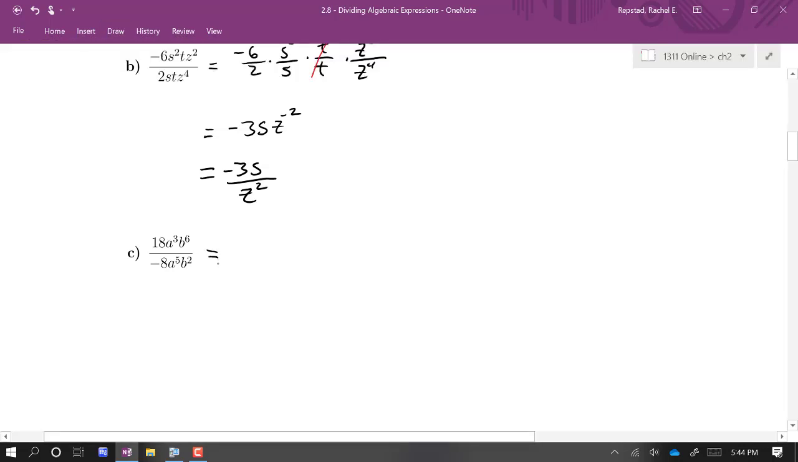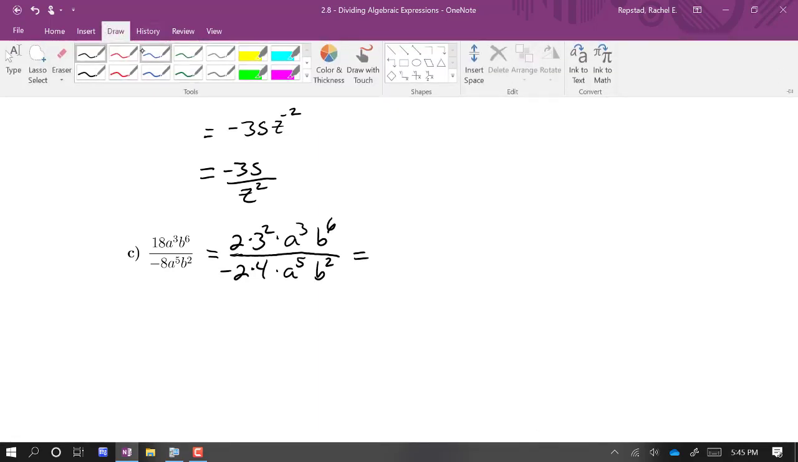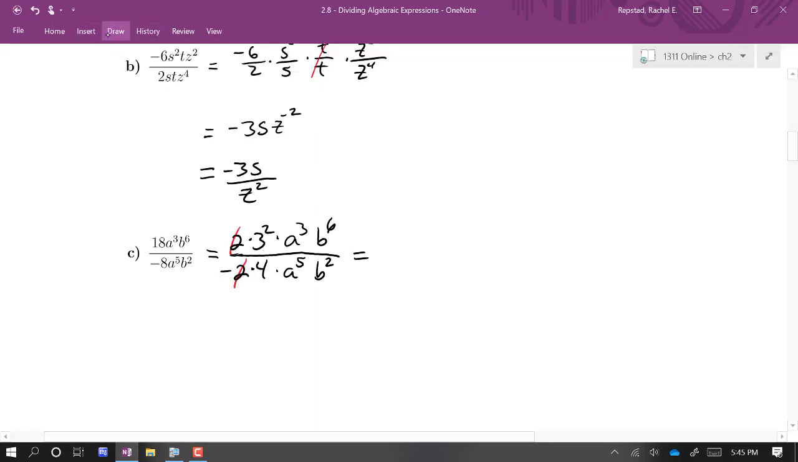Alright, so next we got a similar example. 8 doesn't go into 18, so I'm just going to write these in what I think is a helpful way to facilitate some canceling. So 18 is 2 times 9, or 2 times 3 squared. Negative 8 on the bottom, that's a negative 2 times 4. I've got a cubed, a to the 5th, b to the 6th on top, b squared on the bottom. And I'm doing this just to do some canceling here. So those 2's cancel. On top I'm left with a 9, and on the bottom I've got a negative 4.